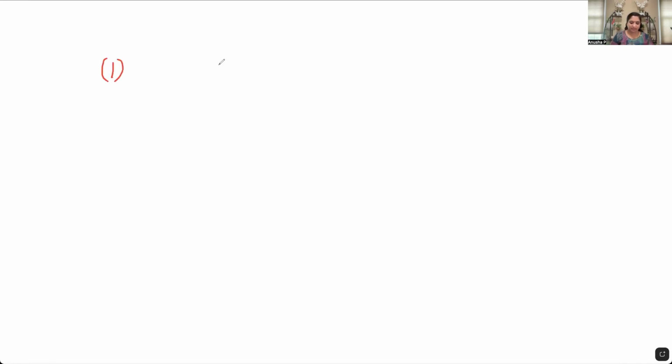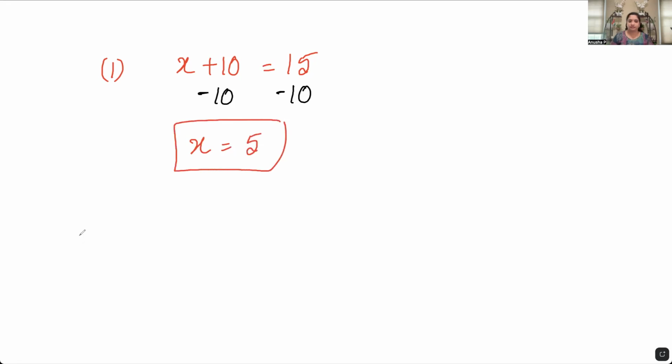The first example is x plus 10 equal to 15. We have to solve for x, okay? For plus 10, the reverse operation is minus 10. We have to do minus 10 on both the sides. Positive 10 and minus 10 will get cancelled. So x is equal to 15 minus 10, which is 5.